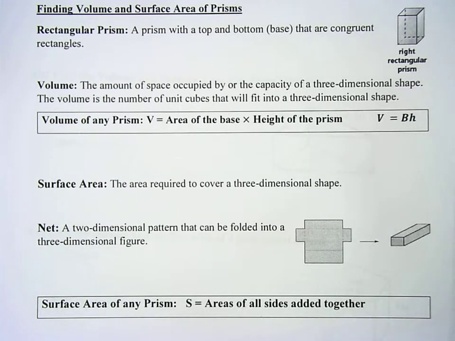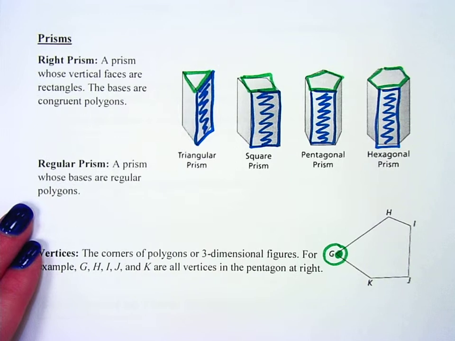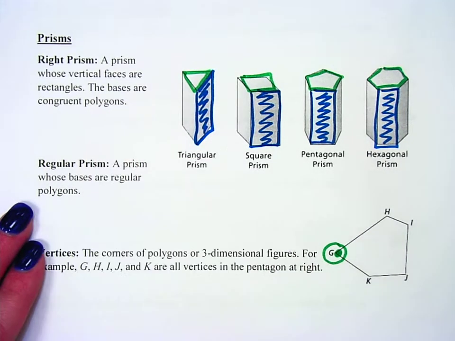This is the notes for Unit 9, finding volume and surface area of prisms. We're going to start with a rectangular prism. So to review, a prism is something whose vertical faces are rectangles.